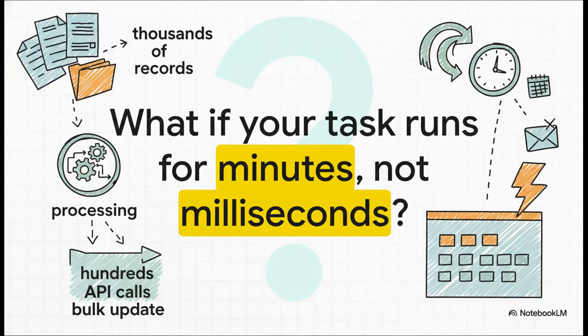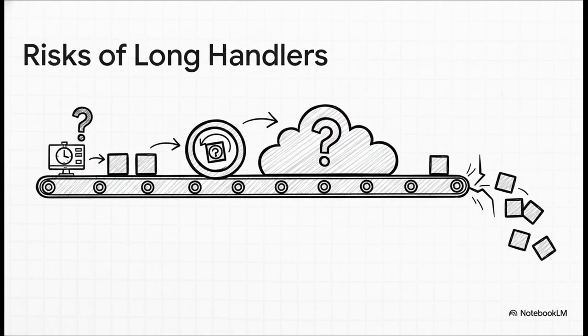And this is the million-dollar question, isn't it? What happens when the job isn't just firing off a quick email, but it's processing thousands of records, or making hundreds of API calls, or doing some bulk update that could easily take several minutes to finish? Yeah, trying to shoehorn a long-running job into a standard ATQ handler is just asking for trouble.